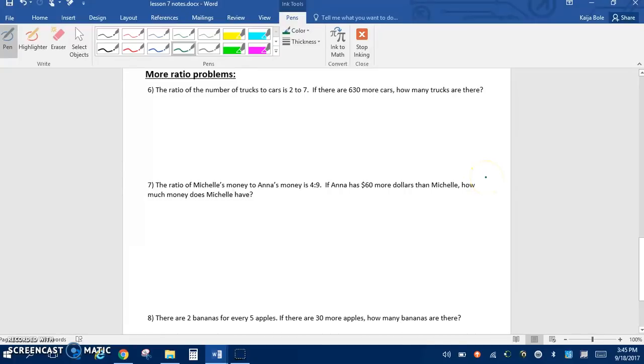It says, the ratio of the number of trucks to cars is 2 to 7. If there are 630 more cars, I'm going to highlight the word more, how many trucks are there? So now we're using the word more here, which we've seen before in our other ratio tape diagrams. So we want to know how many trucks there are, so we're going to keep trucks on the side. That's what we're looking for. But now, instead of putting total at the bottom, we're going to put more. That's the other thing they gave us.